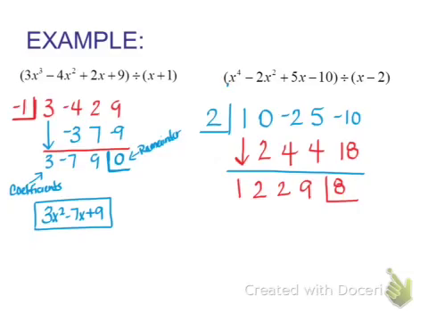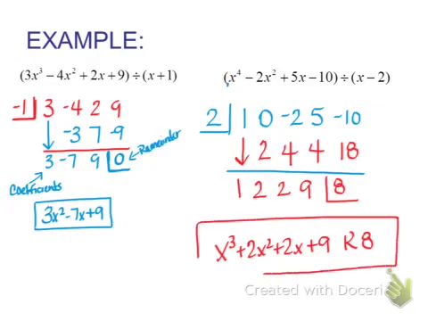Now remember, your last term is your remainder, and these are my coefficients. So constant, linear, quadratic, cubic. So I'm going to have a cubic term left. That's going to leave me with x cubed plus 2x squared plus 2x plus 9 with a remainder of 8. Okay, so there is my division. So I would know that x minus 2 is not a factor of this particular polynomial.